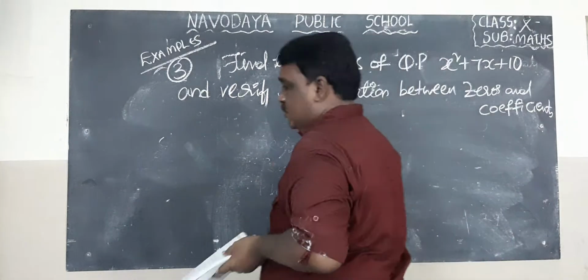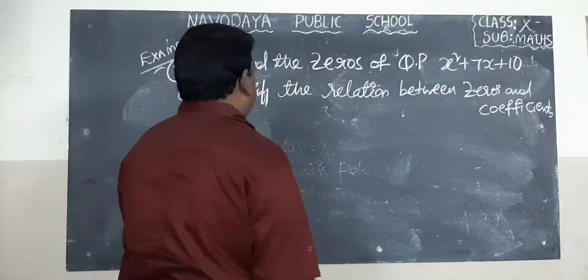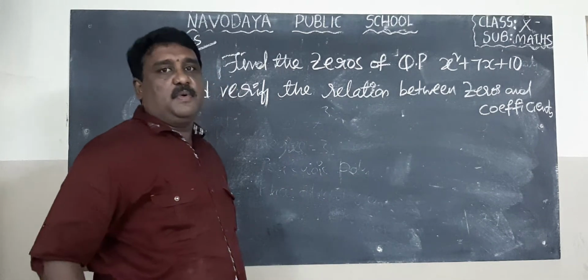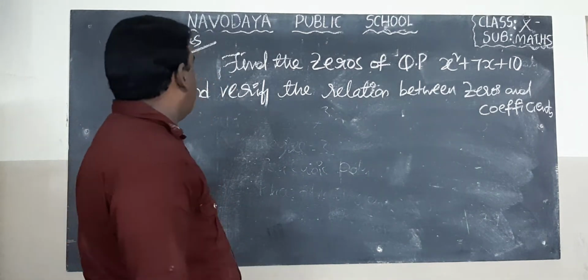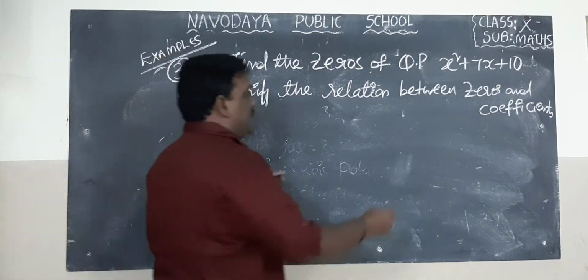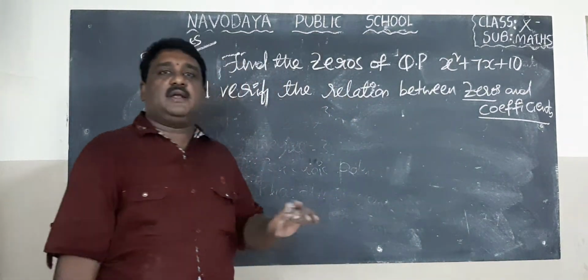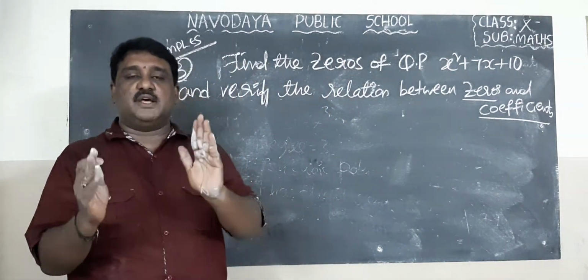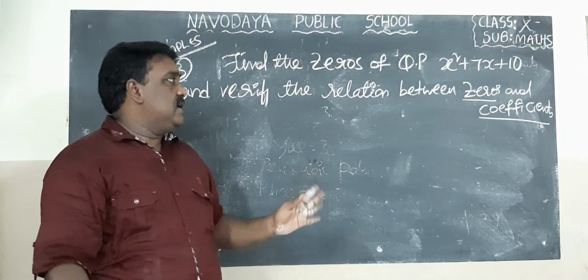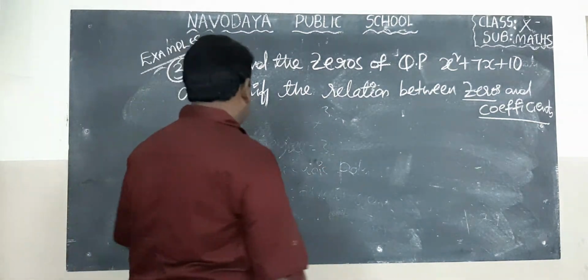Okay? So what is the third one? Read the problem, write down the problem first. Find the zeros of the quadratic polynomial x square plus 7x plus 10 and verify the relation between zeros and coefficients. Okay? Two parts. First part, we need to find out the zeros of the quadratic polynomial. Second part, find out the relation between zeros and coefficients. Solution.